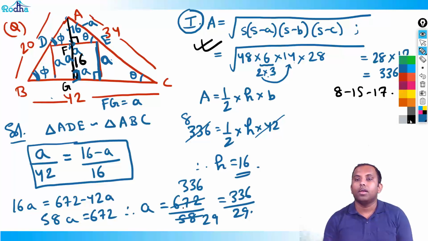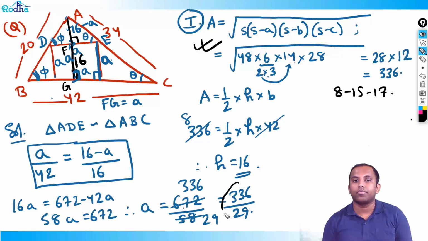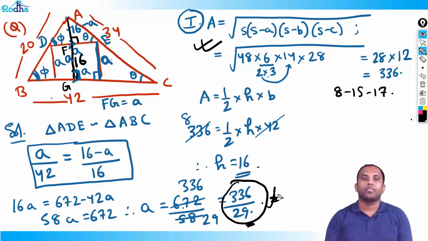So the answer is 336 by 29. This is the answer for this question. What is the value of A? 336 by 29. Very nice question. Lots of concepts we covered in this video. Especially this question, if you understand it, you can apply it in many other questions.